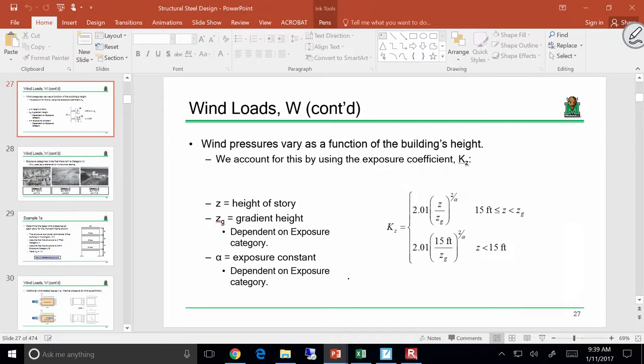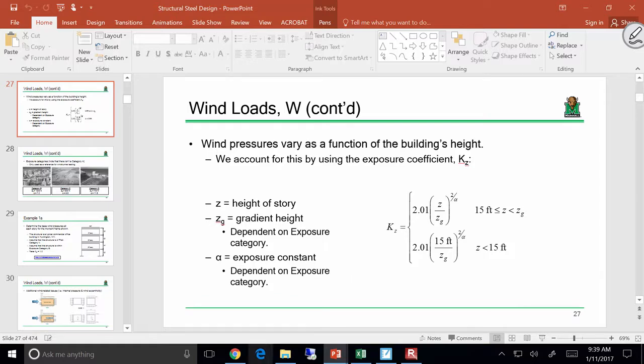Okay. Now, we need the height in order to determine our KZ, and KZ is basically calculated using the following equations. So the idea is anytime you have a building whose height is less than or equal to 15 feet, we just use a constant wind pressure. I mean, wind pressures are a function of the building's height, and if the height of the building is less than 15 feet, that's a pretty short building, so we just use a constant pressure and just go with it. But anytime the building's taller than that, we would compute it using the following expression. So 2.01 times z over zg raised to the 2 over alpha.